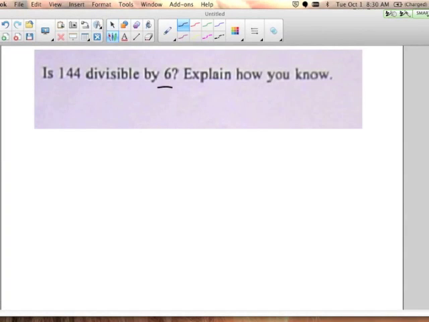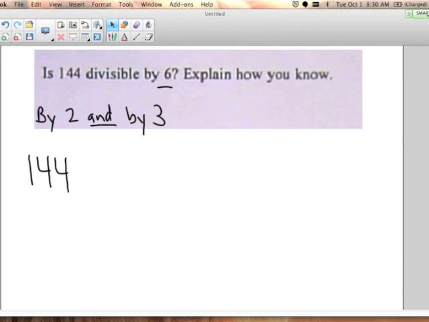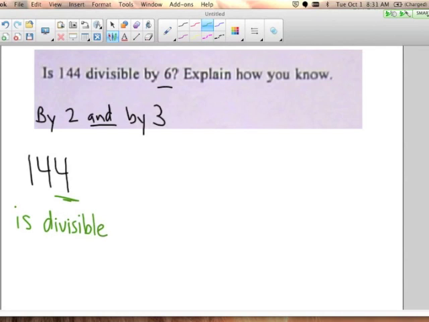Alright, so is 144 divisible by 6? For 6, if I know the rule that if a number is divisible by 2 and a number is divisible by 3, then I know that it will be divisible by 6. So if I look at 144, it ends in a 4, which is an even number: 0, 2, 4, 6, or 8. So it ends in a 4, so it is divisible by 2.